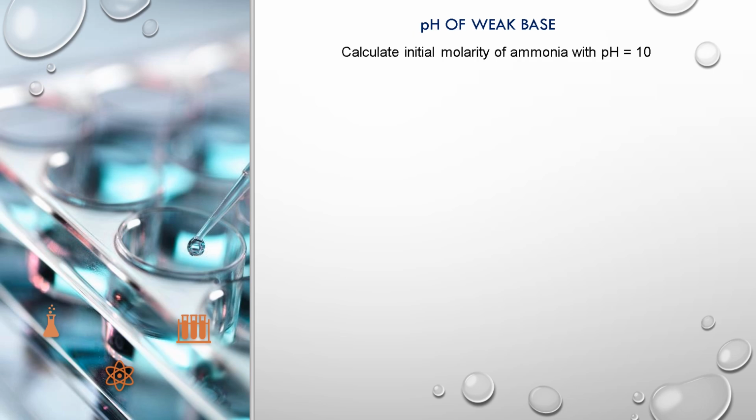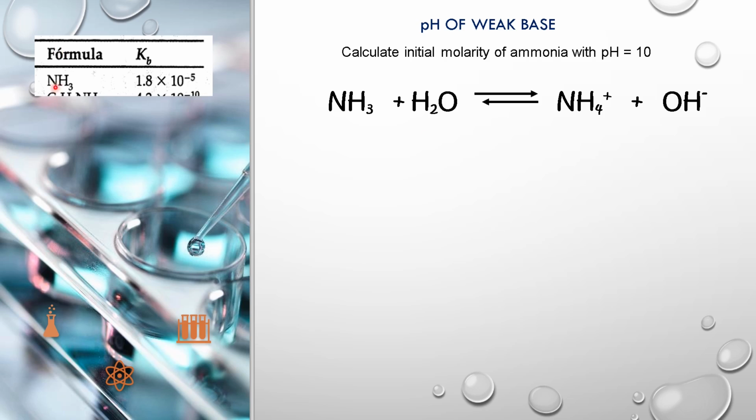What if we have to work with a weak base? The classical weak base in inorganic chemistry is ammonia. So if I'm asked to calculate the initial concentration of ammonia, I will have some other data, like the pH. In this case, it's 10. So we write the equation. Ammonia reacts with water, taking a proton from it and releasing hydroxyl ions. This is why ammonia is a base. Here is the value of Kb for ammonia.